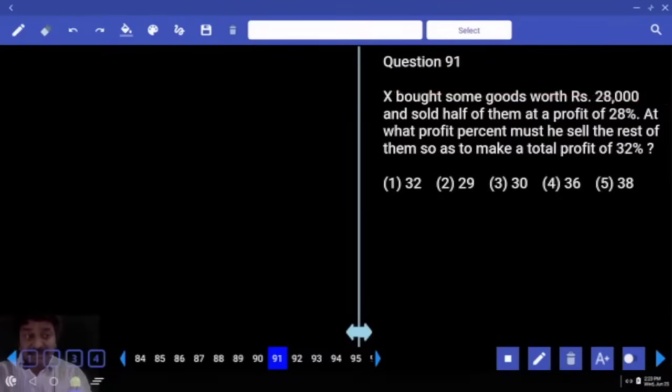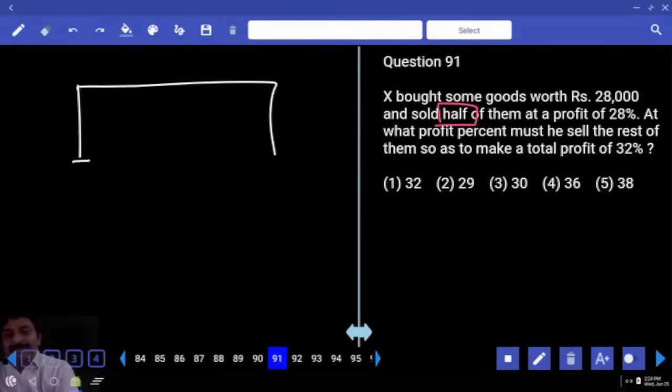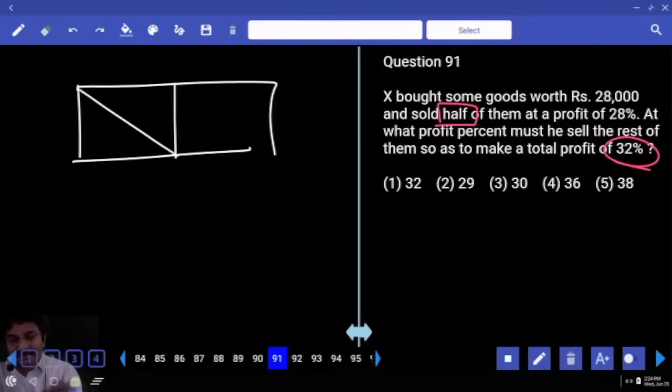How much fractional quantity is already sold? So assume 2 equal parts are there. Overall, we are expecting 32%. One is already sold, forget about it. On the second item, we need 32% profit. On the first item, how much profit was already made? But how much do we need? We need more, right? How much more? That 4 also you need to get by selling the second item only. So how much percent do you need to sell the second item at? 36%, fourth option is the answer.